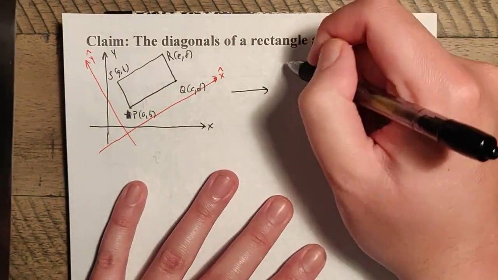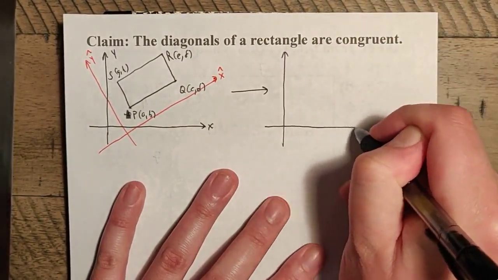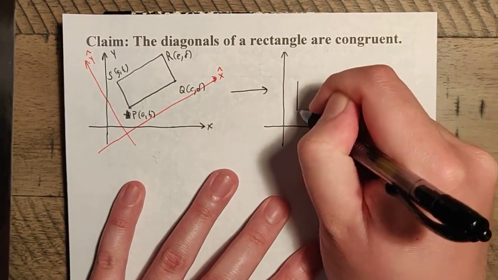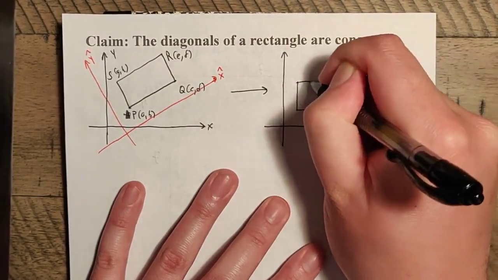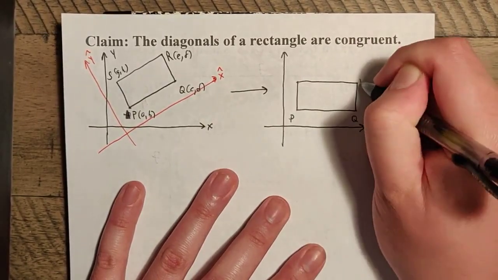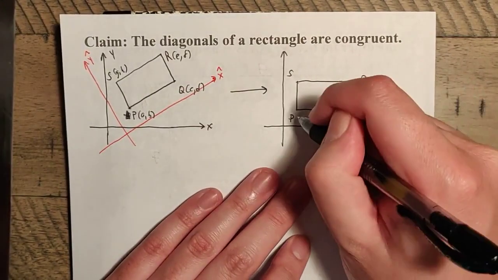So now the picture changes. We've reoriented the axes, so it looks like this here, and our rectangle now looks like this. That behaves a lot better. Now, why is this better? Well, let's have a look at this. Maybe we can determine what's going on here.